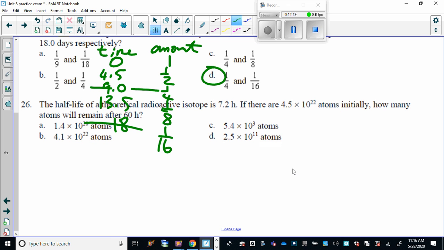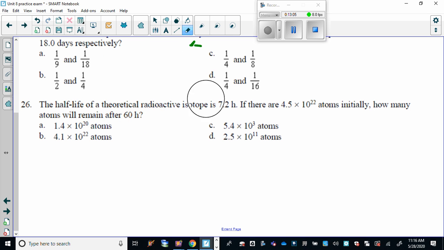Question 26, we're going to do this one mathematically. Once again, you could just guess and check the answer, but let's use the math skills we have, especially since all of you have already done Math 30-1, so you know logarithms. The half-life of a theoretical isotope is 7.2 hours. There are that many atoms initially. How many atoms will remain? So the initial amount is this number.